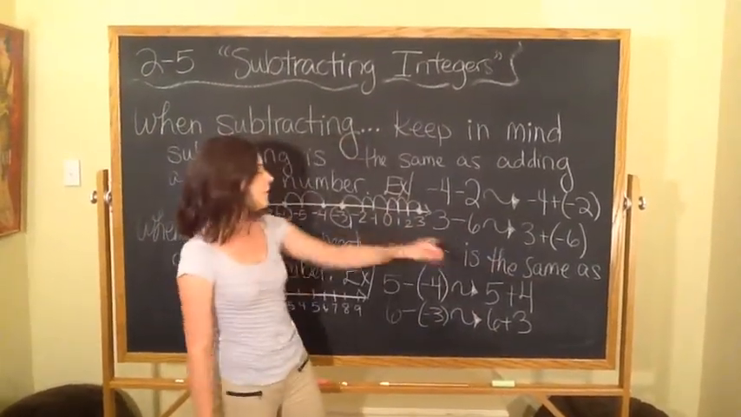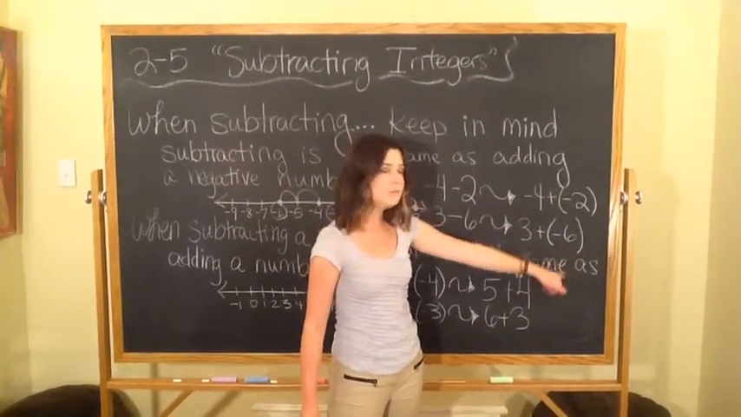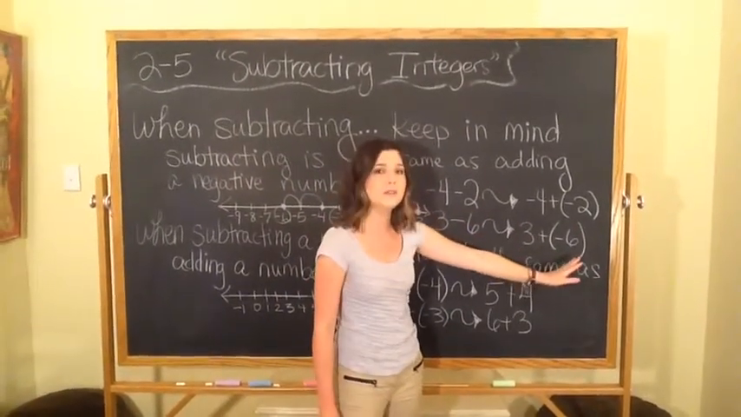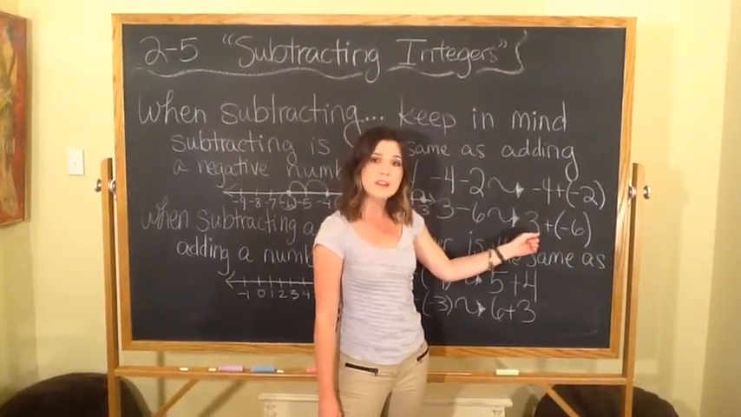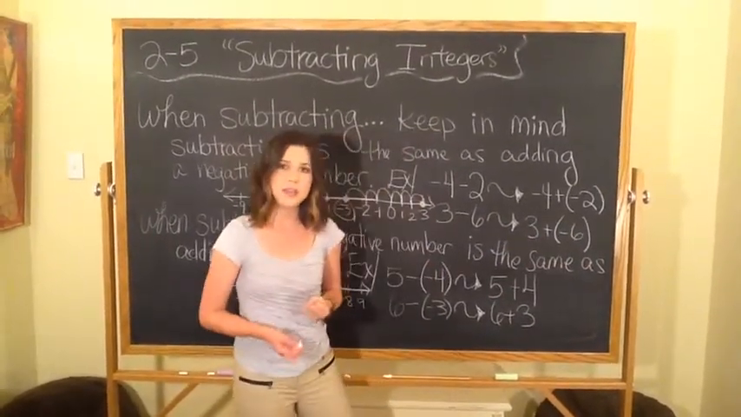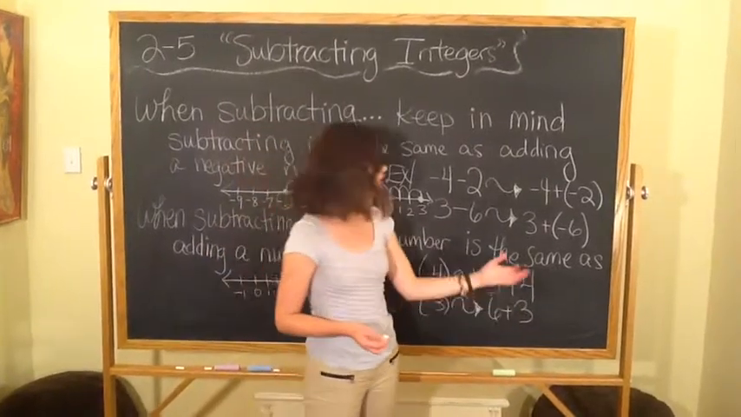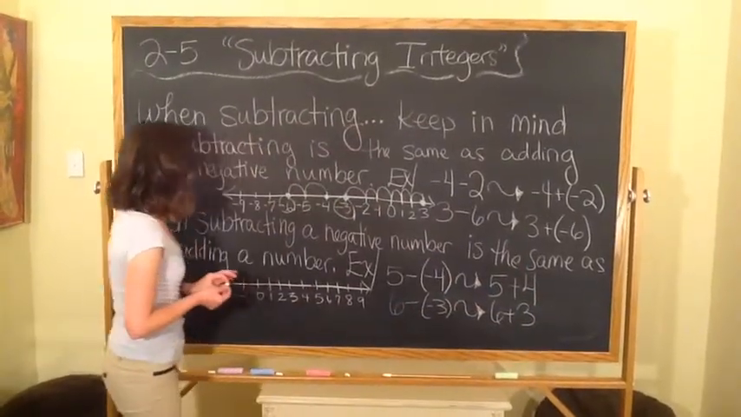And if you remember, if you're adding a negative number and the absolute value of the negative number is bigger than the absolute value of the positive number, that means we're taking more away than what we have, so we'll be in the negatives. That's why our answer is negative for that one.